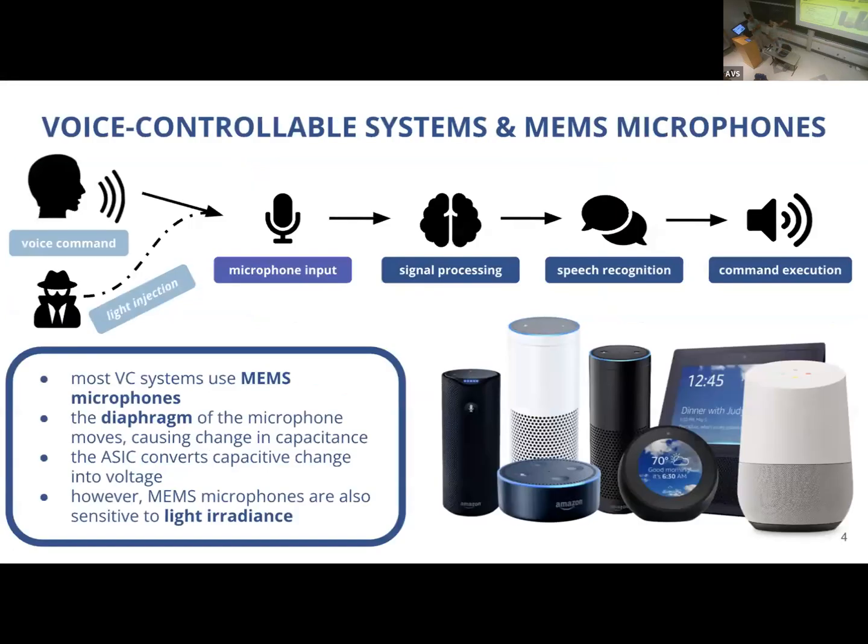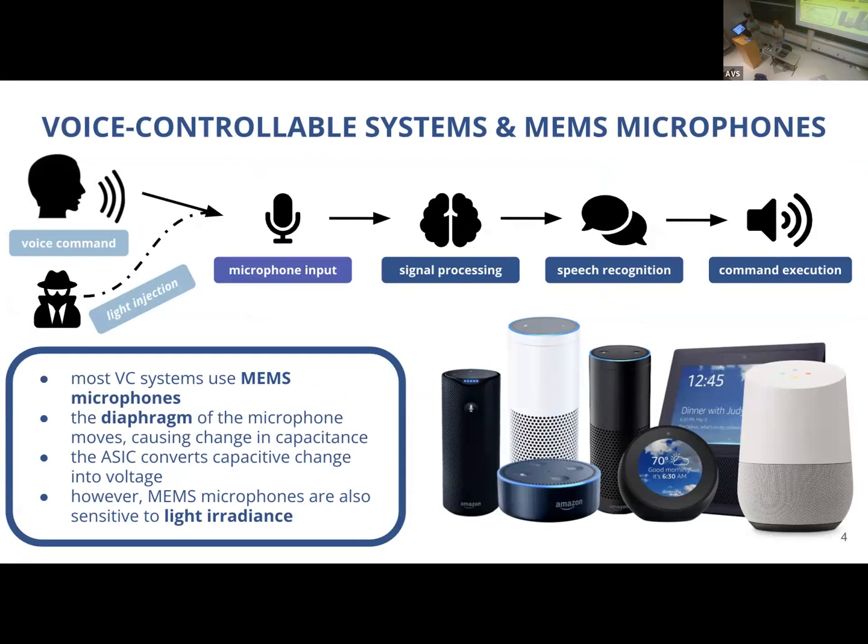So first, we'll go a little more in depth on what these systems are and how these microphones are employed here. This is basically the process of what a VC system looks like. VC systems, voice controllable systems, are what we use in our everyday lives, like Amazon Alexa, Google Home, any service, even Siri on your phone.